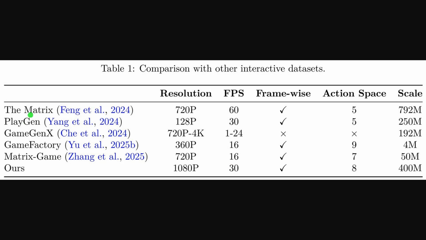Next, this table compares interactive datasets on 5 axes: resolution, frame rate, whether actions are aligned per frame, action space size, and total scale. The key point is that the new dataset offers 1080p at 30 frames per second, with frame-wise action labels, 8 distinct actions, and 400 million frames. In contrast, prior sets trade off either resolution, frame rate, or alignment, and several are much smaller in scale.